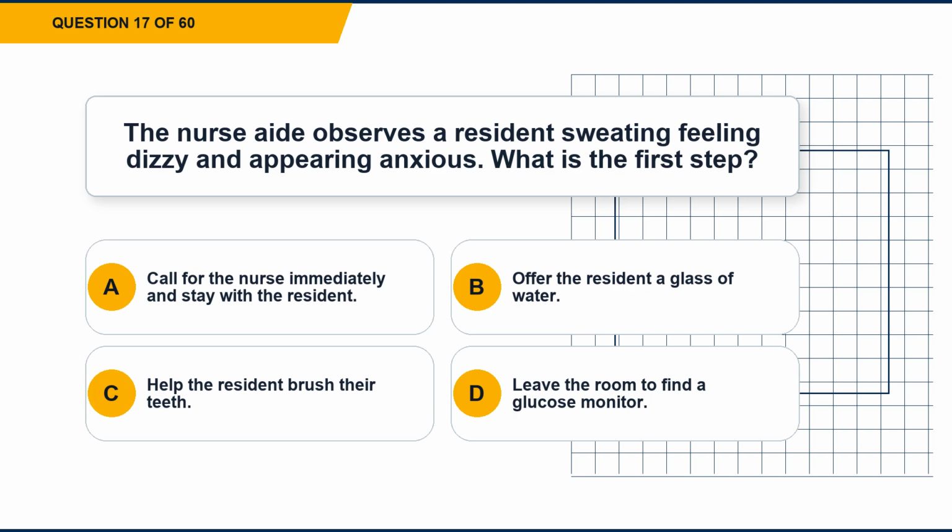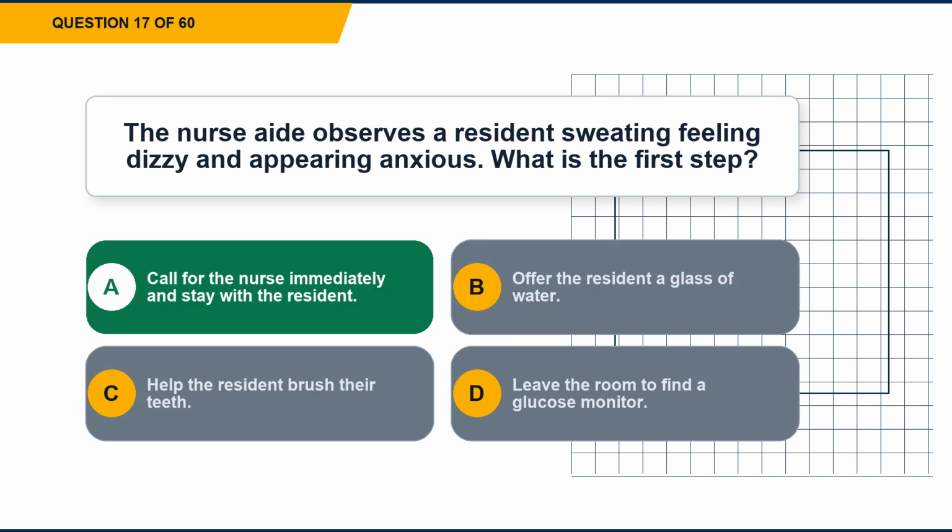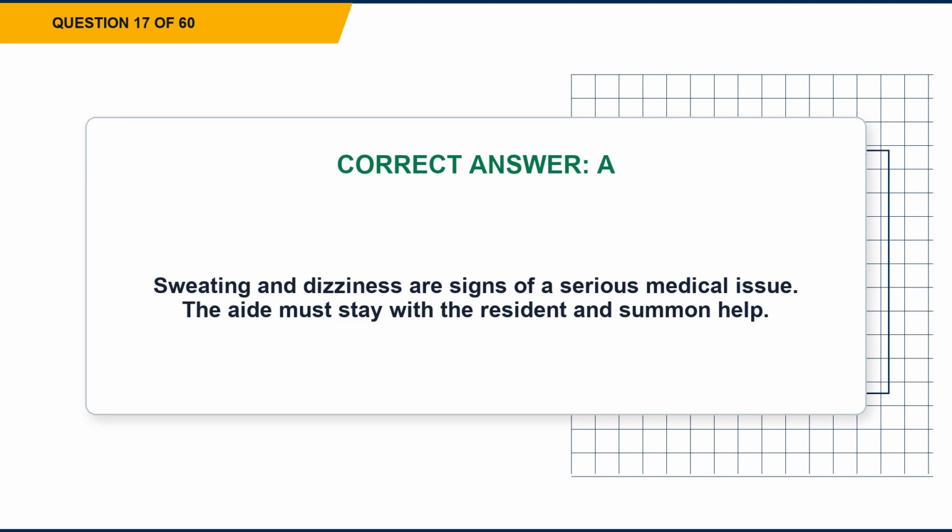Question 17. The nurse aide observes a resident sweating, feeling dizzy and appearing anxious. What is the first step? Option A, call for the nurse immediately and stay with the resident. Option B, offer the resident a glass of water. Option C, help the resident brush their teeth. Option D, leave the room to find a glucose monitor. The correct answer is option A, call for the nurse immediately and stay with the resident. Explanation. Sweating and dizziness are signs of a serious medical issue. The aide must stay with the resident and summon help.